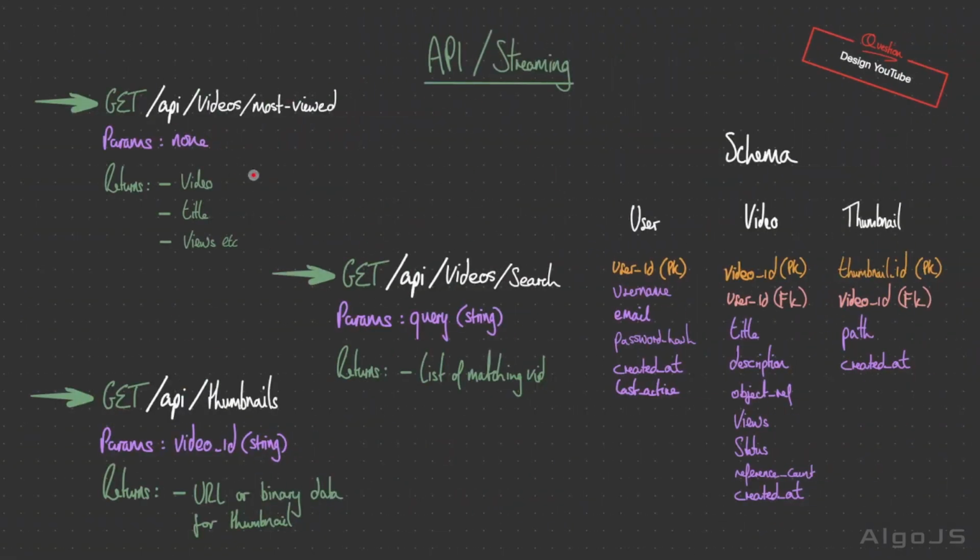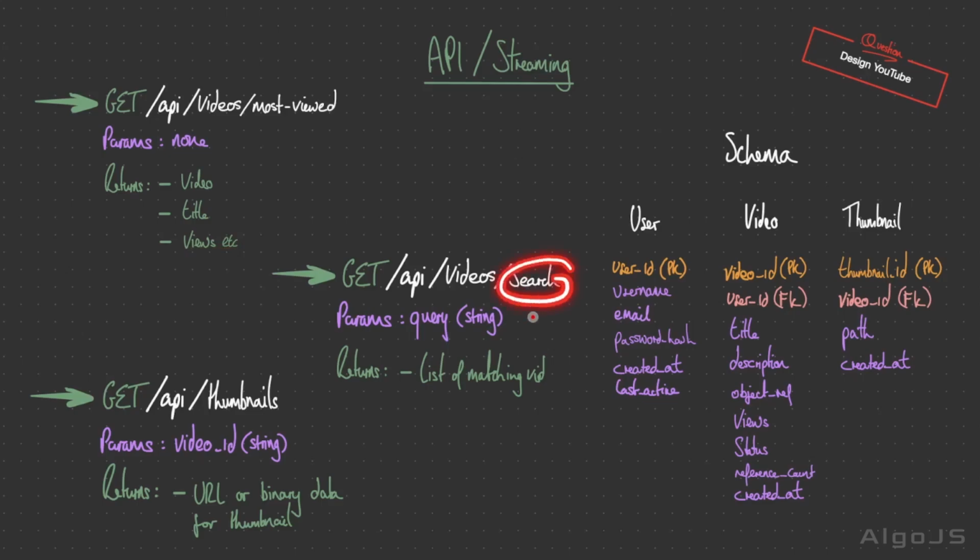So for this design and requirements, we can streamline the query patterns to only include searching videos by popularity, say view count, also searching videos by word, and also get thumbnails. So most viewed doesn't contain any parameters, it's just going to return the most viewed videos, and it's going to return information about that. So video, title, views, etc.